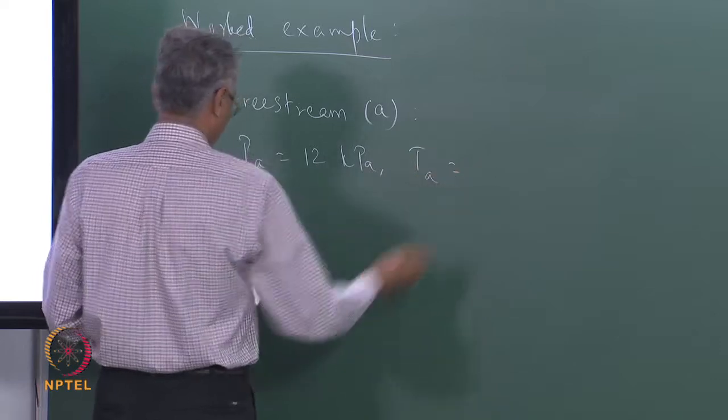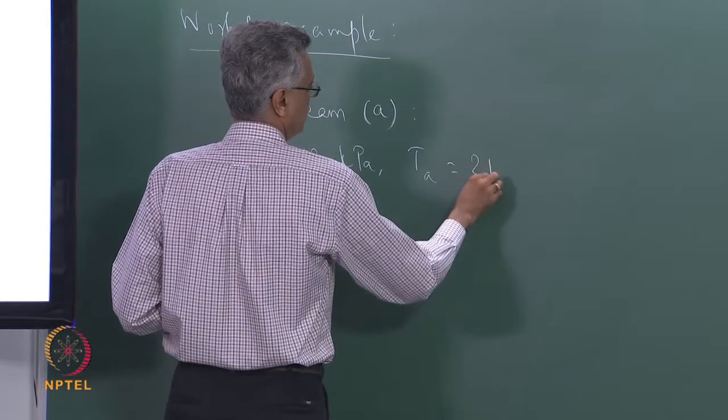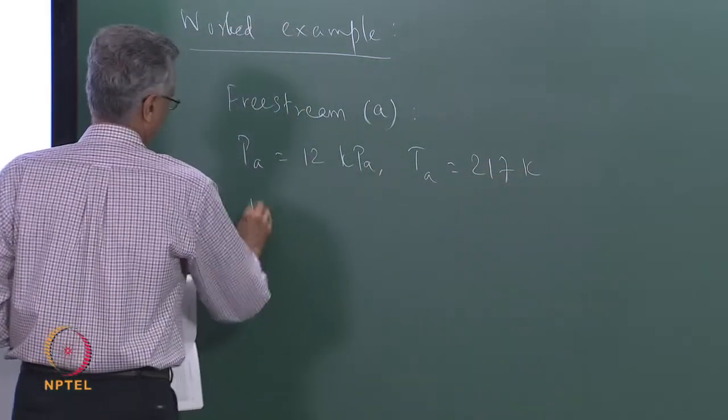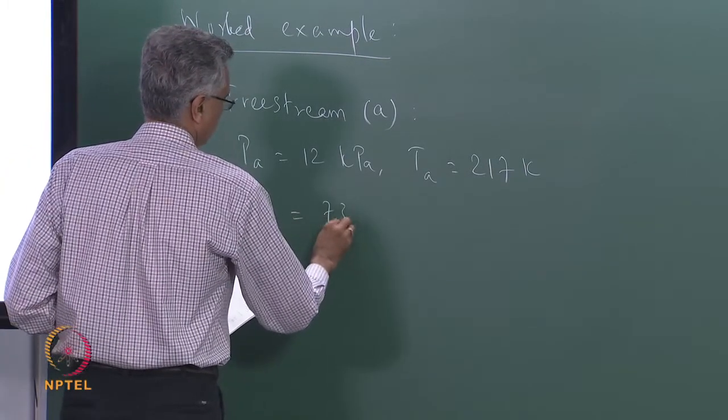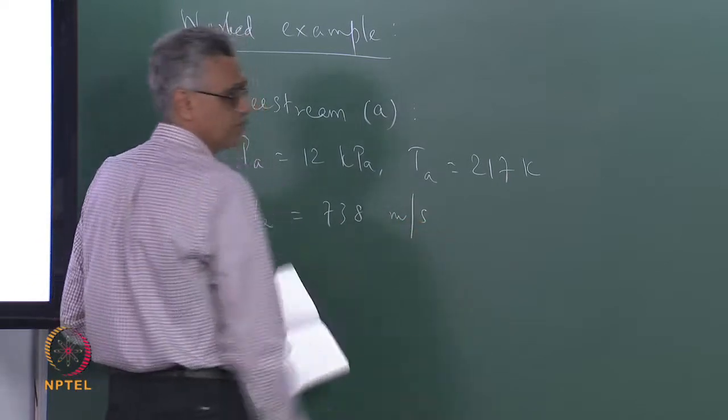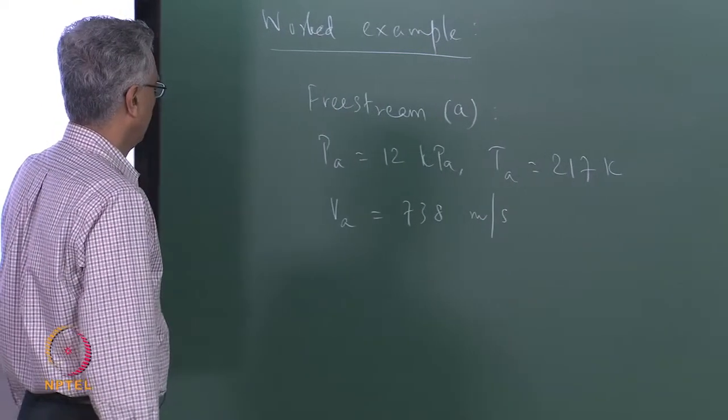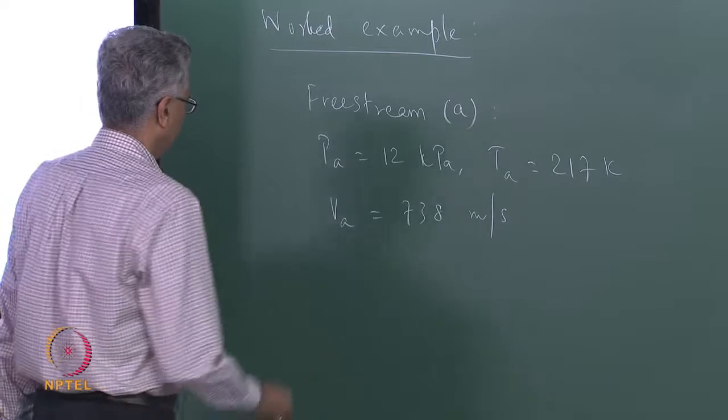And TA was given to be 217 Kelvin, and the velocity VA was given to be 738 meter per second. So let us determine the free stream Mach number MA.